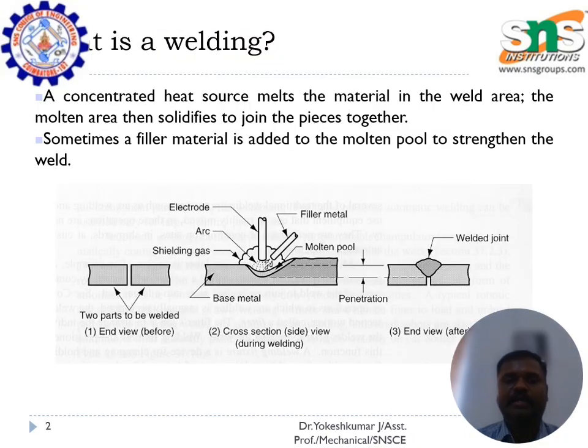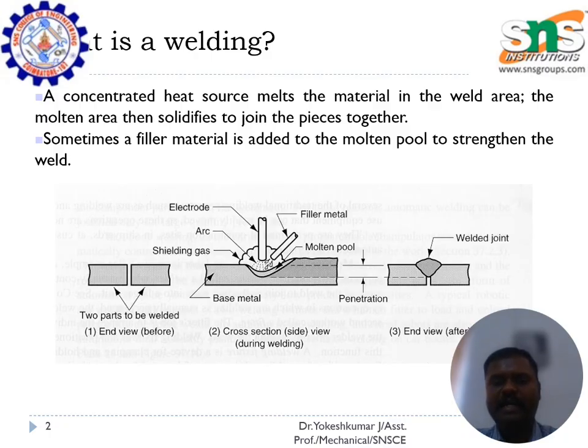So coming to this, what is welding? Welding is the process of joining two similar or dissimilar metals by the application of heat or pressure, or both, or by the application of heat alone or pressure alone. So this is called a welding process.